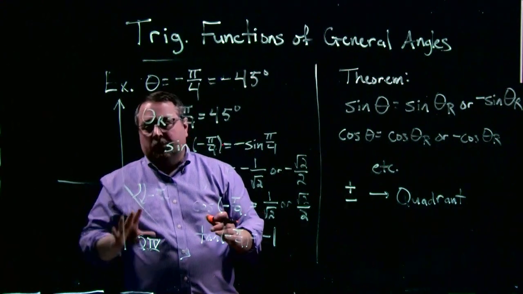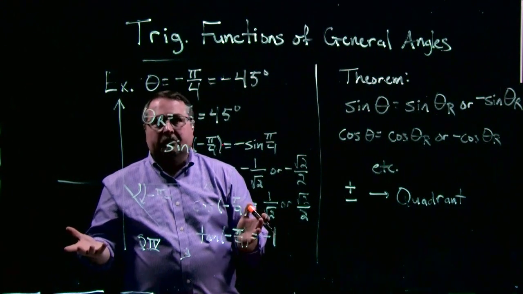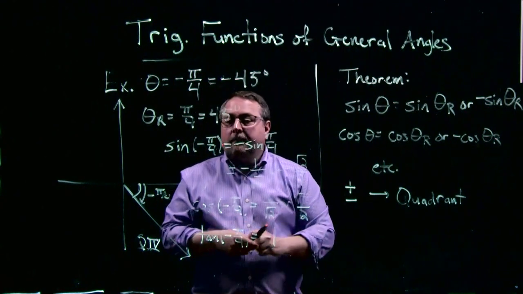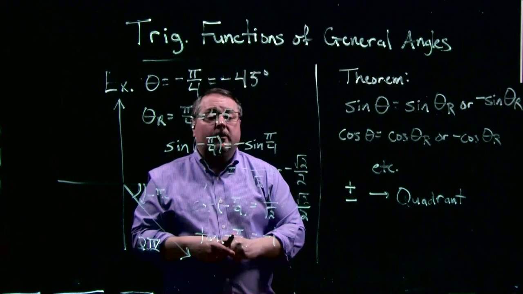This is nice because it goes back to right triangle trigonometry, really. Moving forward, we're going to look at another way that we can do trig functions of general angles using what we call the unit circle.